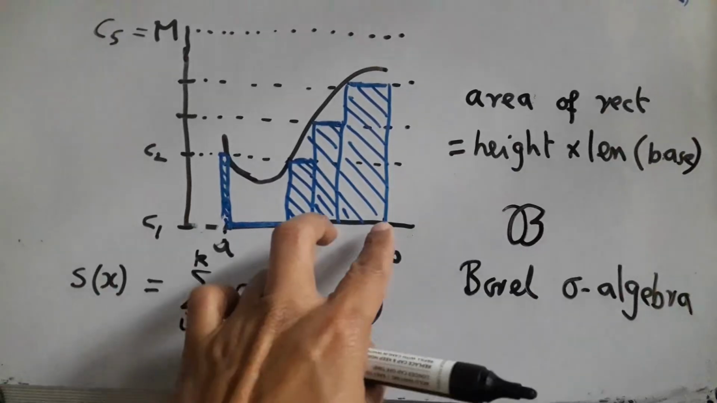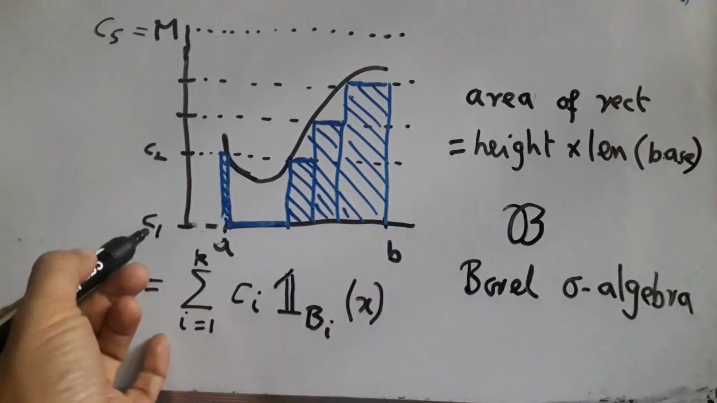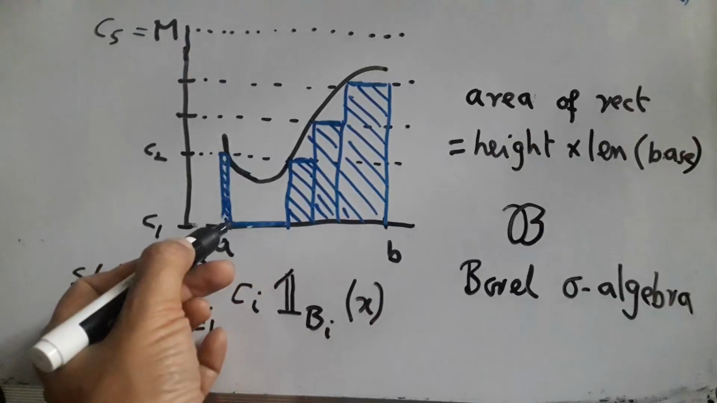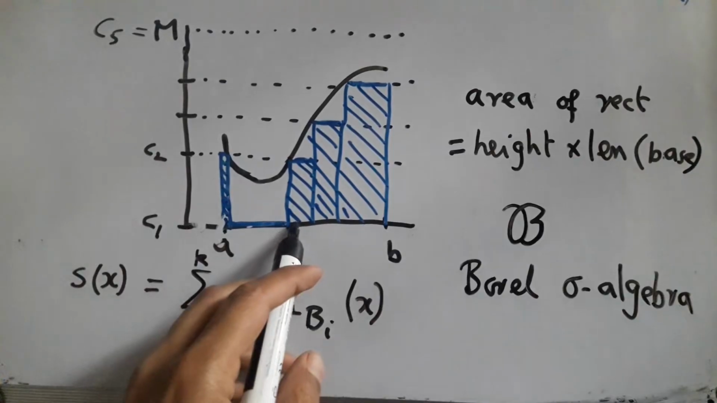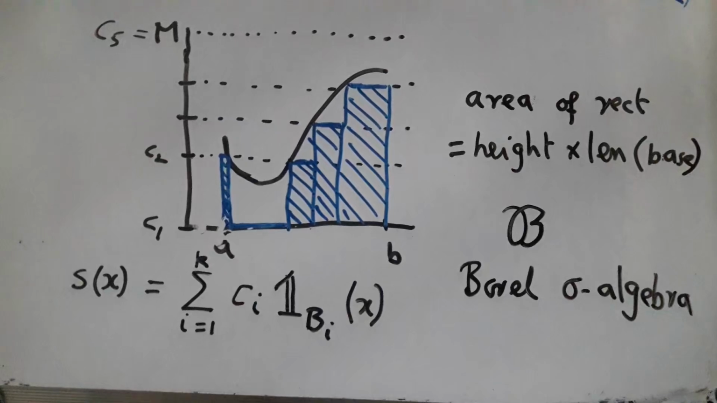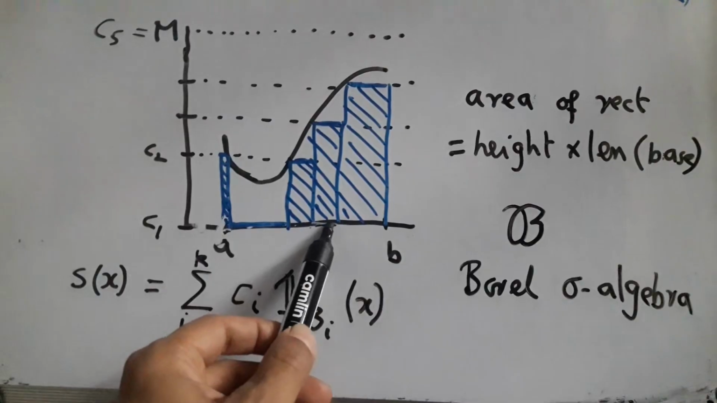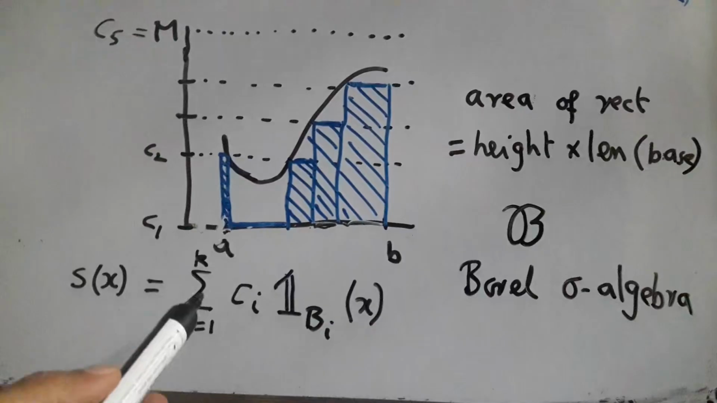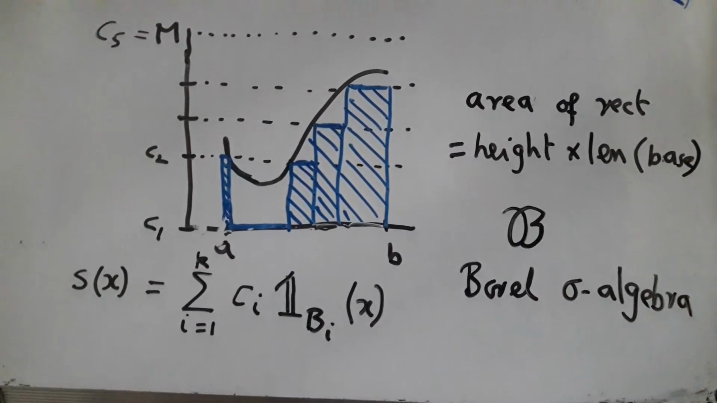All these b_i's are obviously disjoint. So in my case, when is the value c_1 taken? It is taken over here. So this set is my B1. The c_2 is taken over here and over here, so the union of this and this constitutes B2. Similarly, c_3 is where I take this value, so this is my B3. This is my B4. And what is B5? The value of M is not taken at all, so that will be just the empty set.